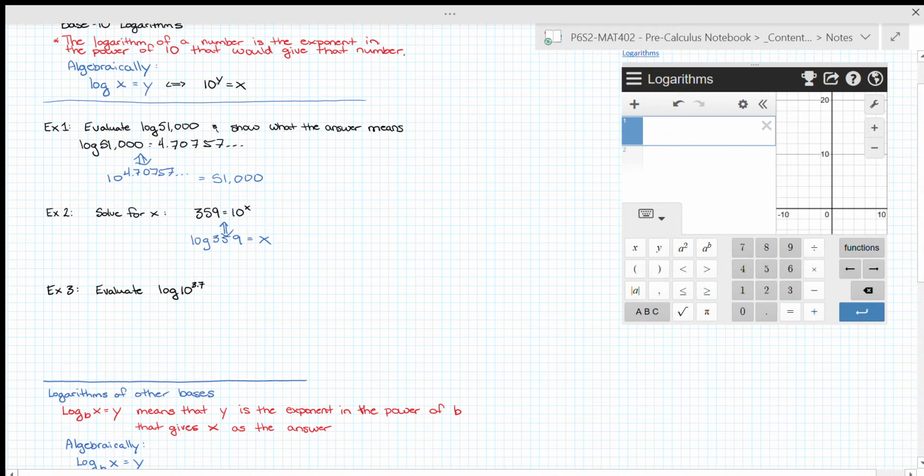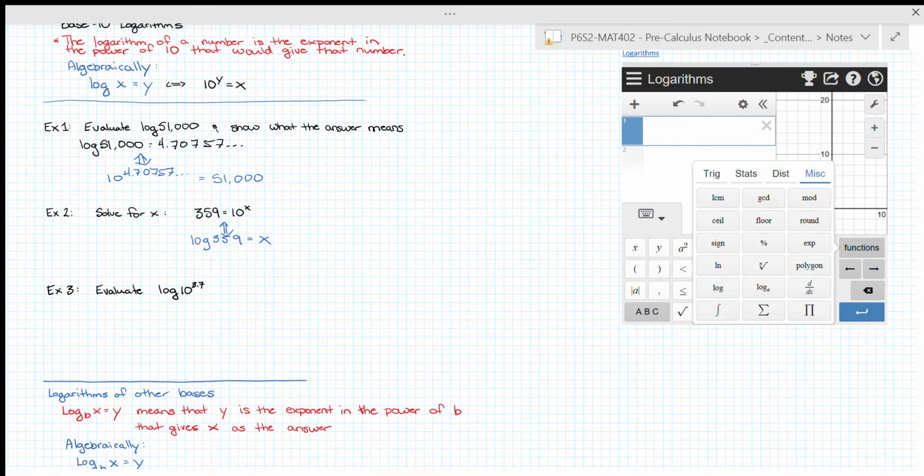10 to the something equals this value. In this case, right up here we had y, now we're using x. They're variables, we can use them interchangeably, right? But I would want to find out what is that thing. I'm looking for the exponent in the power of 10 that would give me 359 as an answer.